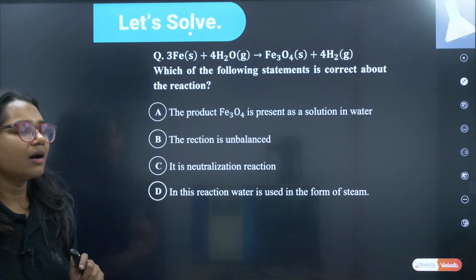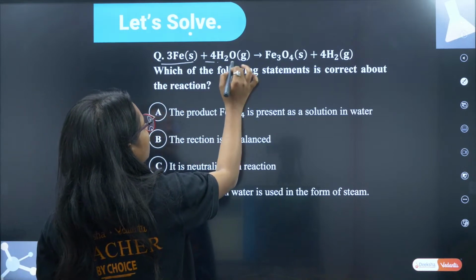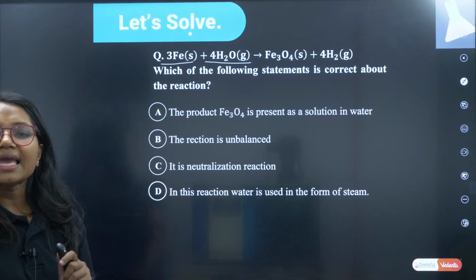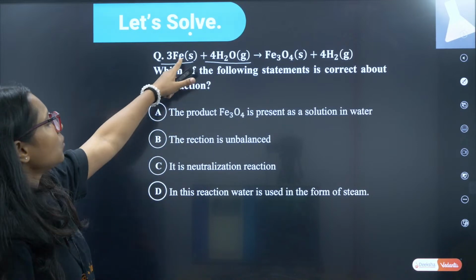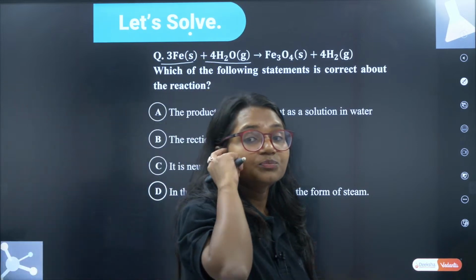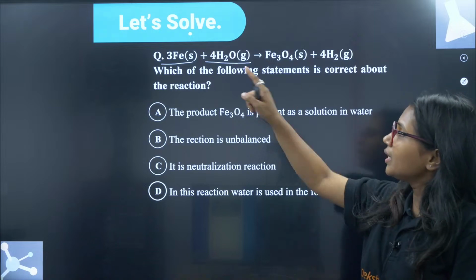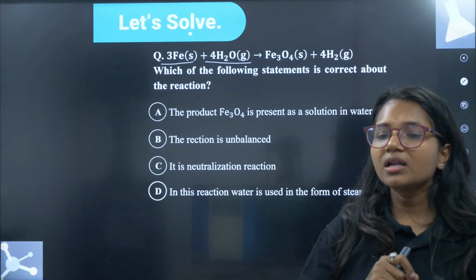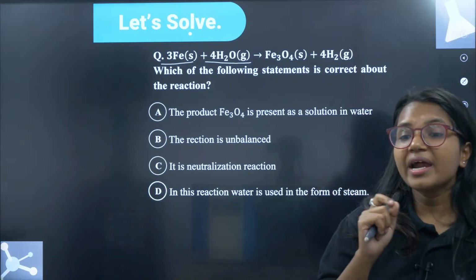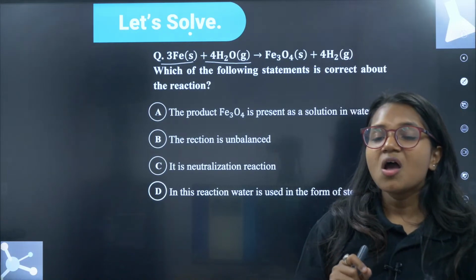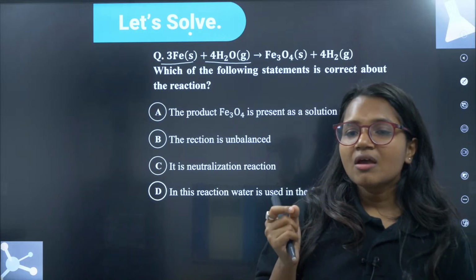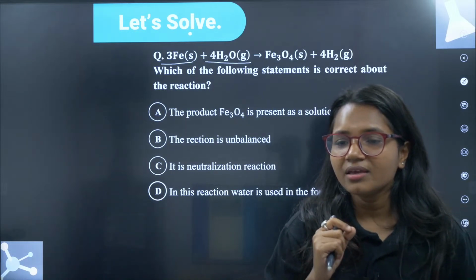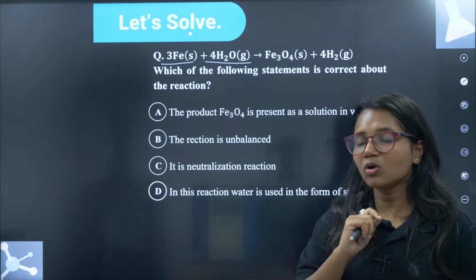Can you have a look here? Iron reacting with water. Water is gas here. Can you tell me what is the state of iron here? My dear students, can you tell me what is the state of iron here? Sonu understood, bookhead understood. Bookhead means Skanda. Where is Vaishnavi? Where is Gautami? Okay. Very good.